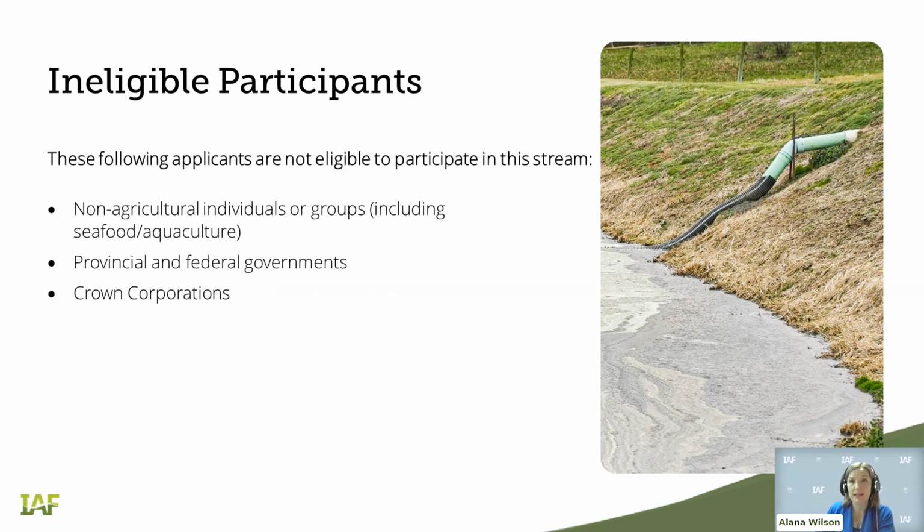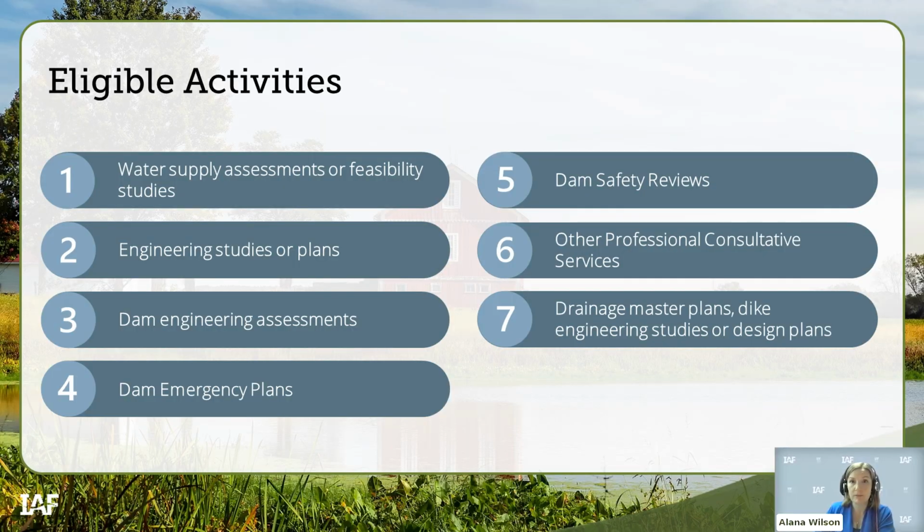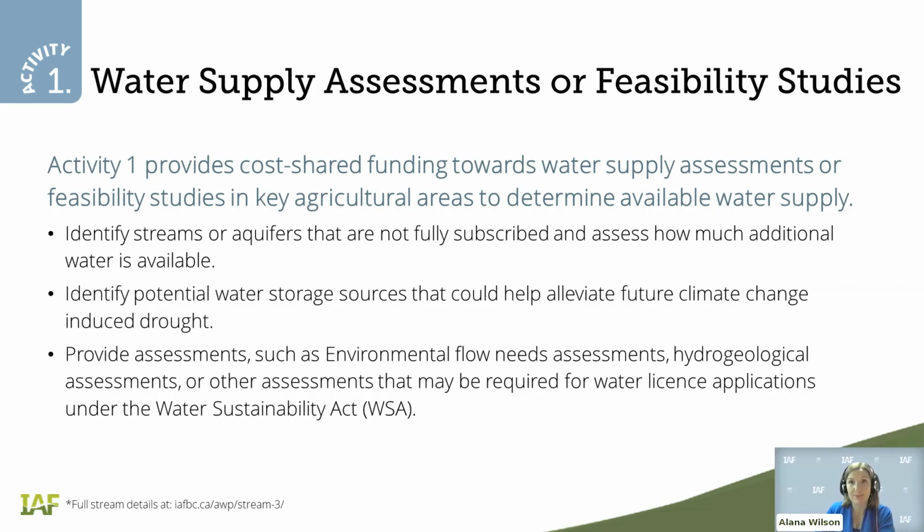Ineligible participants include non-agricultural entities, including aquaculture and seafood, provincial or federal governments, and crown corporations. Within Stream 3, there are 7 eligible activities, which we will cover one at a time.